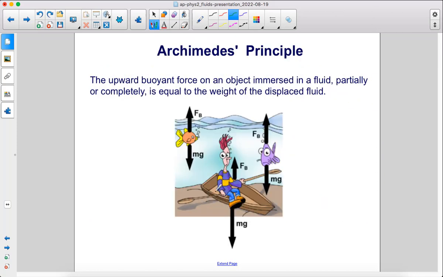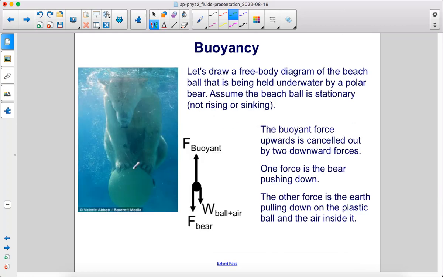The upward buoyant force on an object immersed in a fluid, partially or completely, is equal to the weight of the displaced fluid. So if we have this object here that is submerged, the buoyant force, the force upwards on this object, is equal to the weight of the water that would have been there had the object not been there. All right, here we have a picture of a polar bear holding a ball underwater.